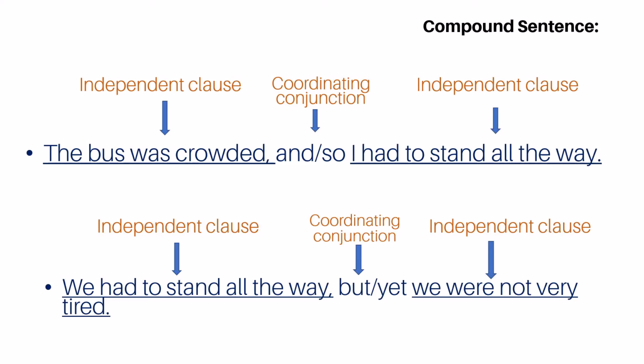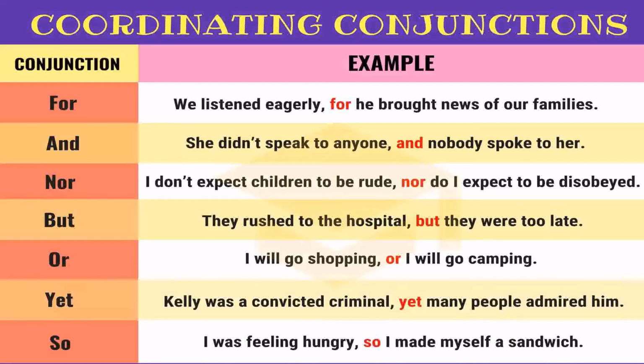For your kind information, I have displayed here a number of coordinating conjunctions. Let me tell you, there are 7 coordinating conjunctions in the English language, and you can use the abbreviation FANBOYS. F stands for for, A stands for and, N stands for nor, B stands for but, O stands for or, Y stands for yet, and S stands for so. You can see examples there.